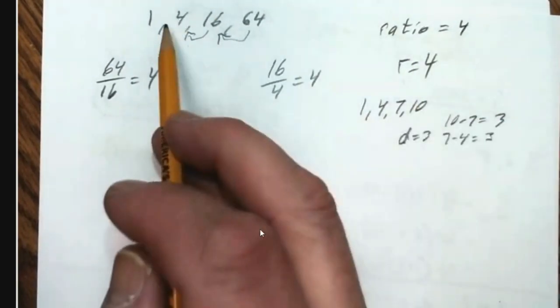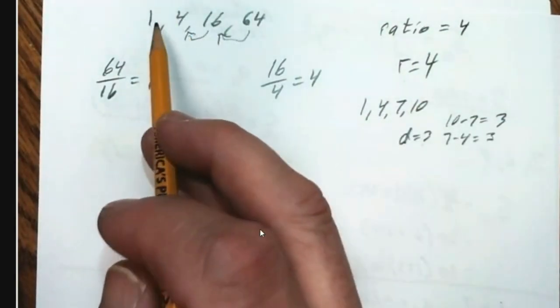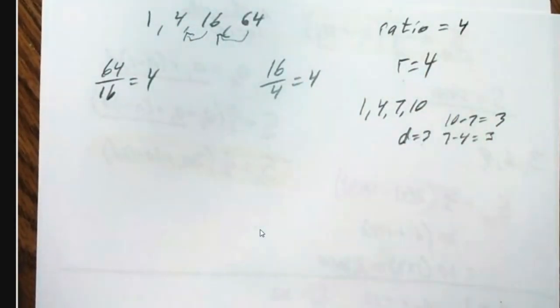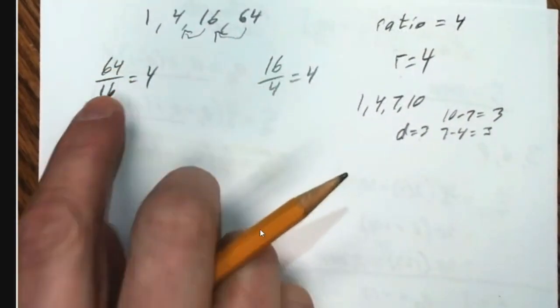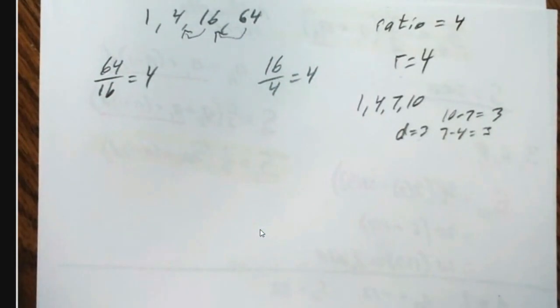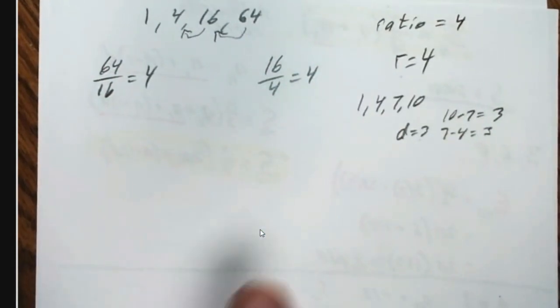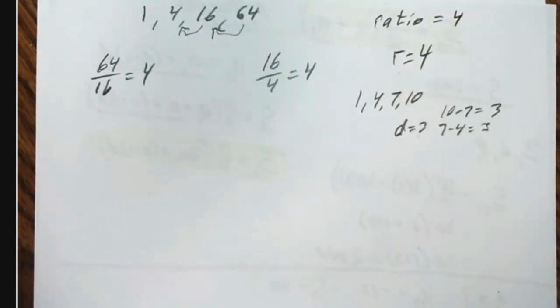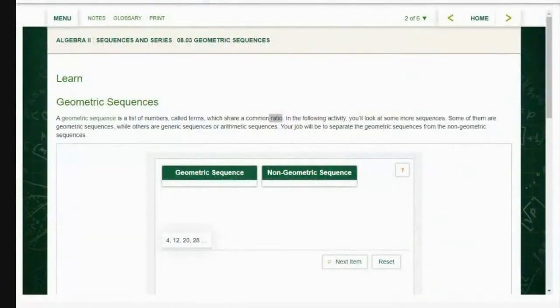When you multiply, you find a product, but when you divide, you have a ratio. 16 to 4, 64 to 16. You find a common ratio there. So that's why we're going to use R with geometric sequences. Let me sharpen this pencil again.